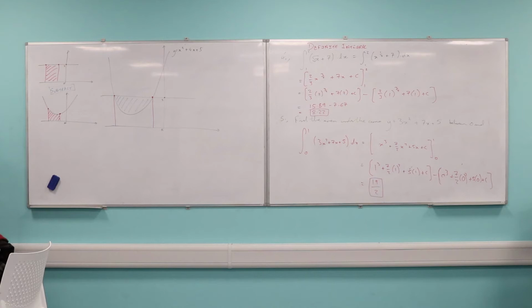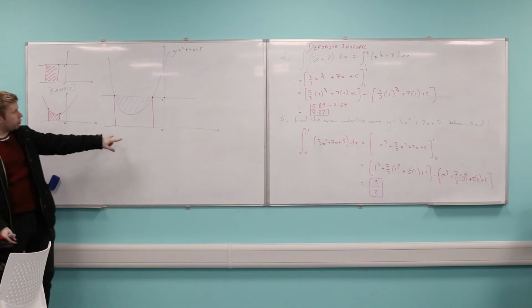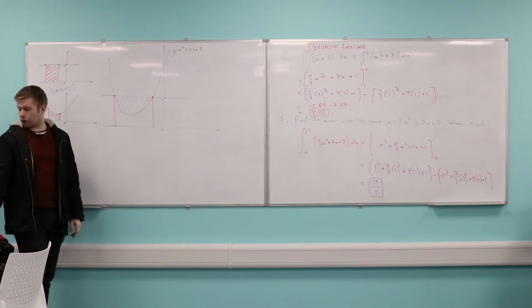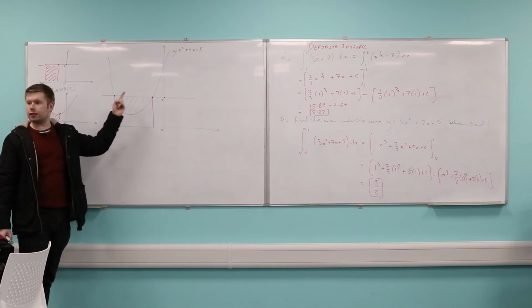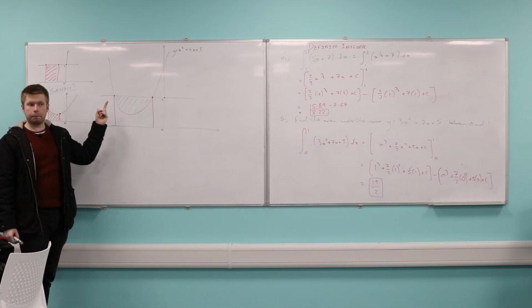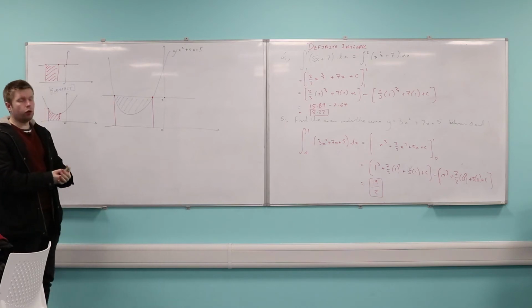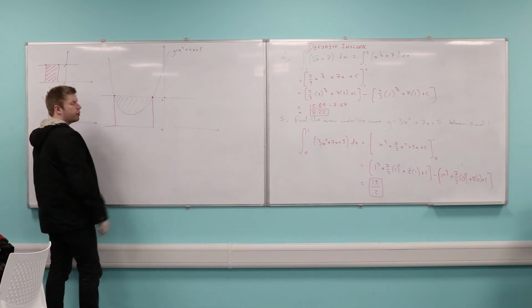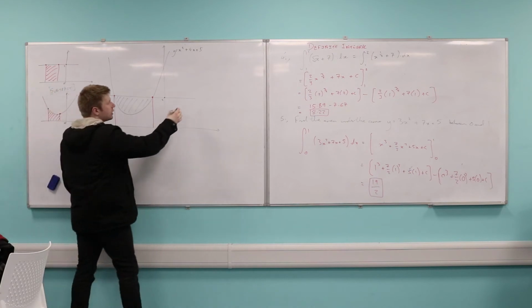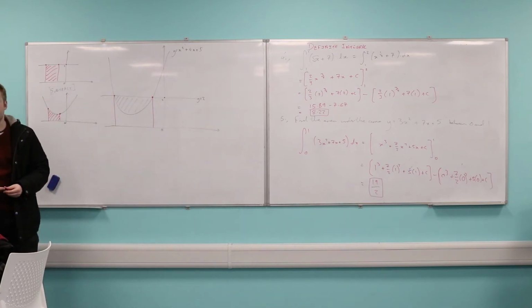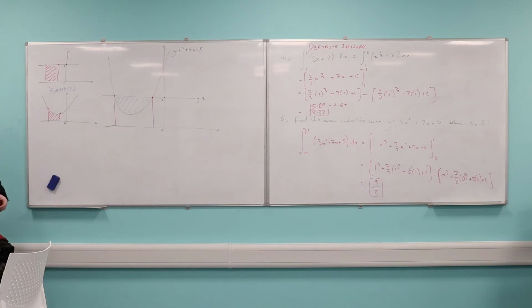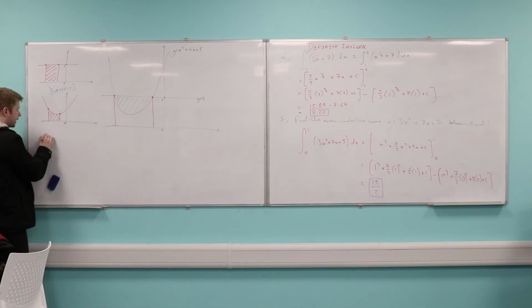Okay, so let's do that. So first of all, I need to find my limits. Now, can you see on this graph here, or even on your paper, that the limits are going to be the x-coordinates of the intersection points? Yeah? So I need to first of all find where these two things intersect. In other words, where does the line y equals 2 and y equals x squared plus 4x plus 5 actually intersect? Okay? So let's first of all go for the intersection points.